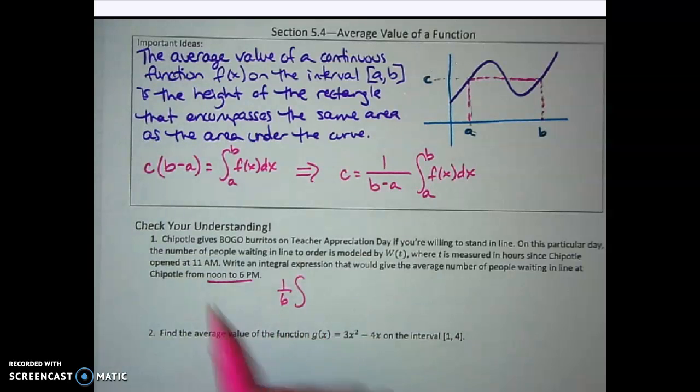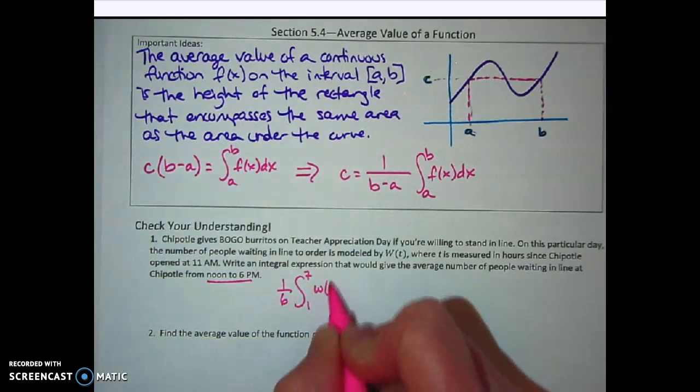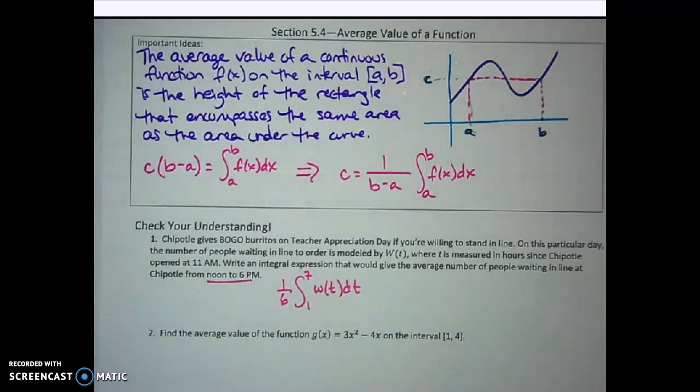So the average value, so I'm looking from noon to 6, that encompasses 6 hours, so 1/6 of the integral. If we're counting from noon, Chipotle's already been open for 1 hour, and to 6 p.m. would be a 7-hour total window that they would be open. So the integral from 1 to 7 of W of t dt.